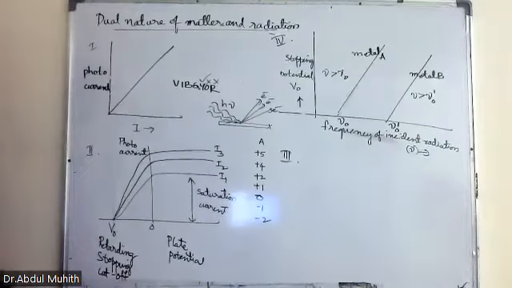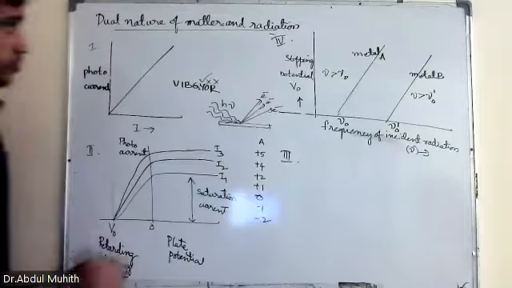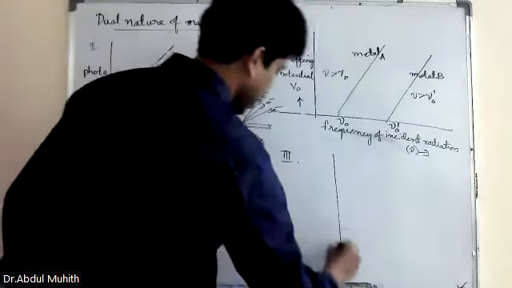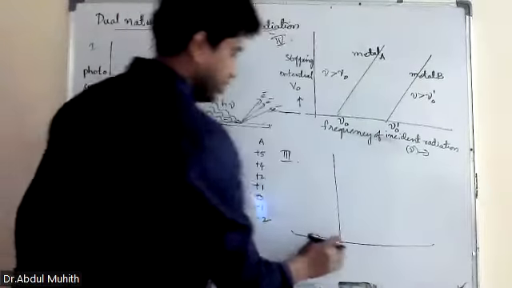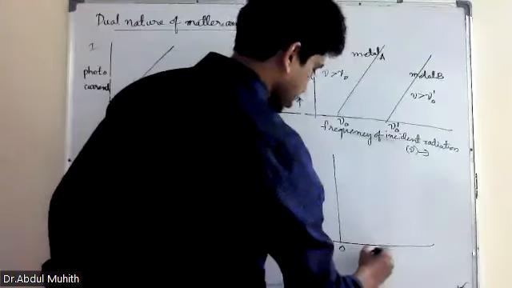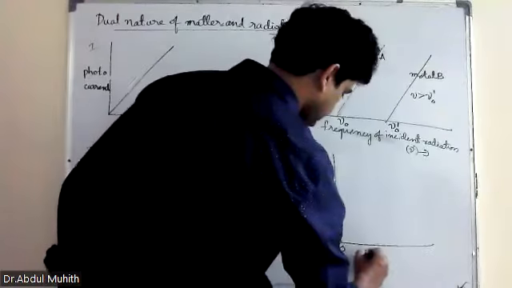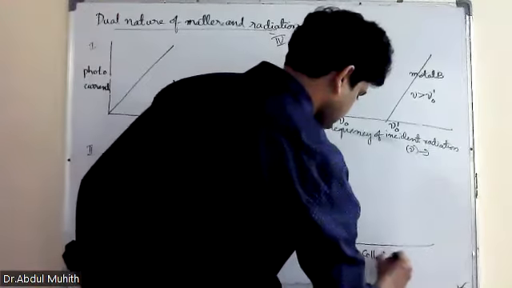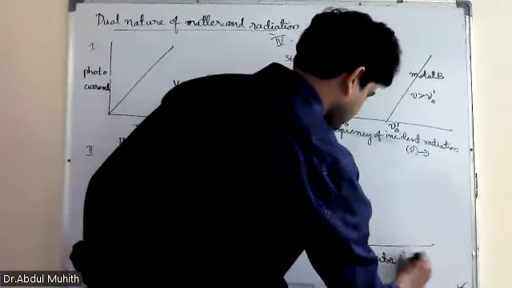Now, first graph, second graph, this is the fourth graph, and this is the third graph. The third graph is like, suppose this is the origin. Again, this is the collector plate potential.